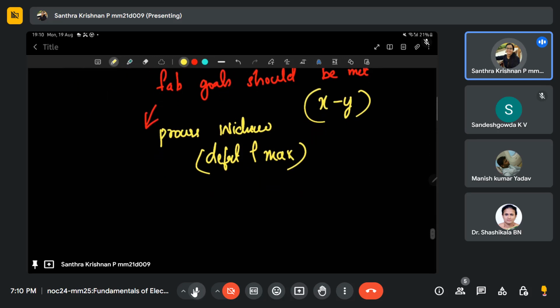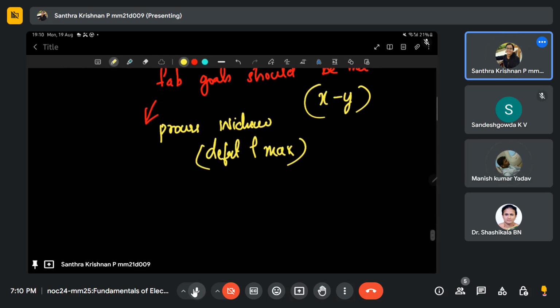And one more criterion is the thickness. For example, you have grown or deposited an oxide layer, and there also we define a process window, that is, a thickness value from X to Y.